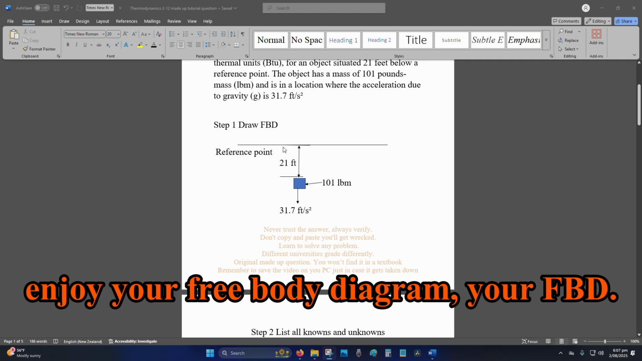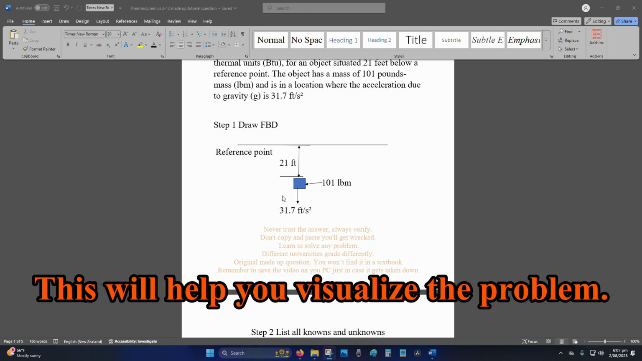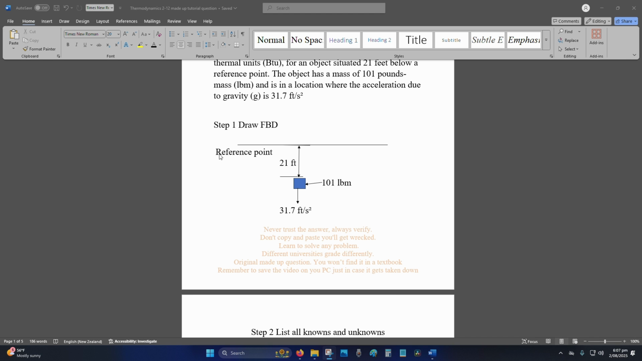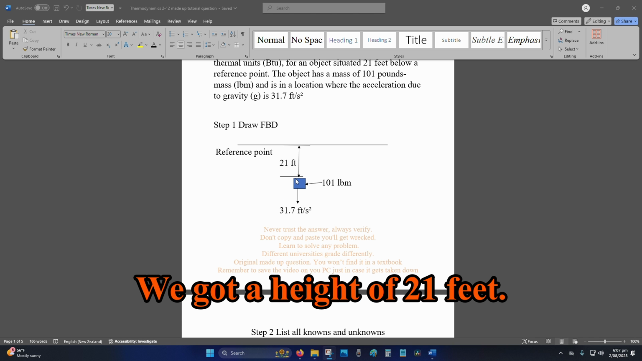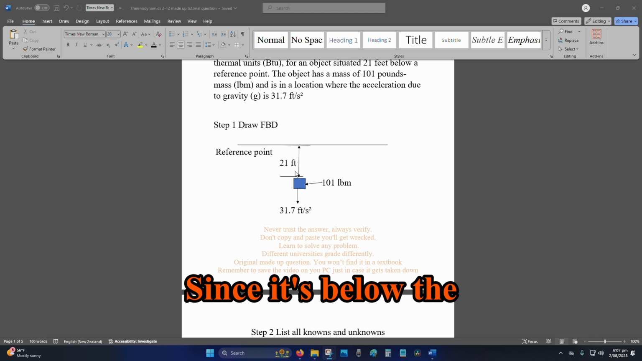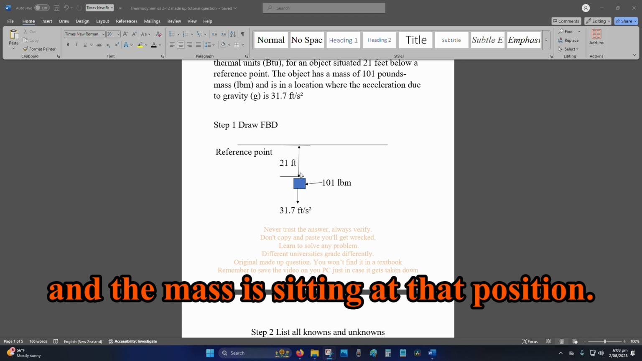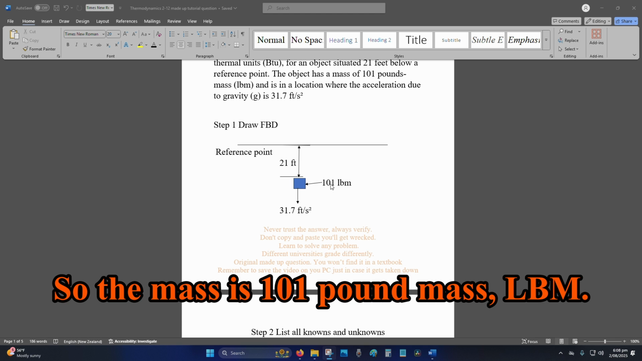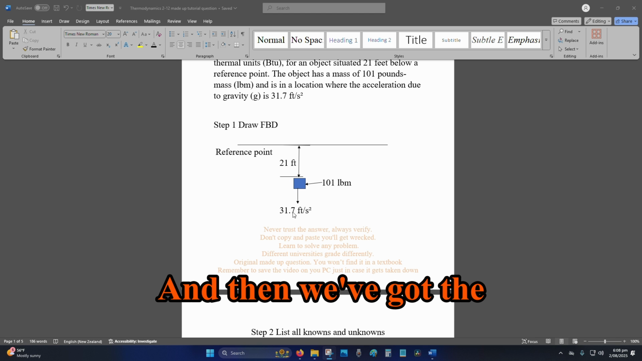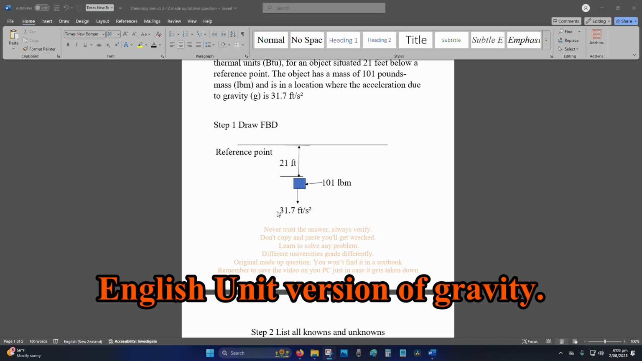Okay, so step 1, draw your free body diagram, your FBD. This will help you visualize the problem. We've got a reference point. We've got a height of 21 feet. Since it's below the reference point, it will be a negative, and the mass is sitting at that position. So the mass is 101 pound mass, lbm. And then we've got the English unit version of gravity.